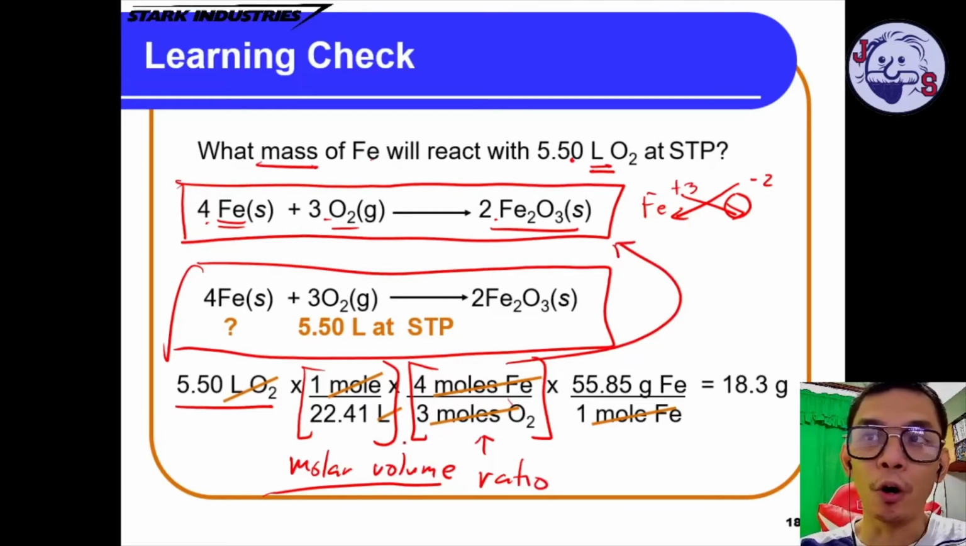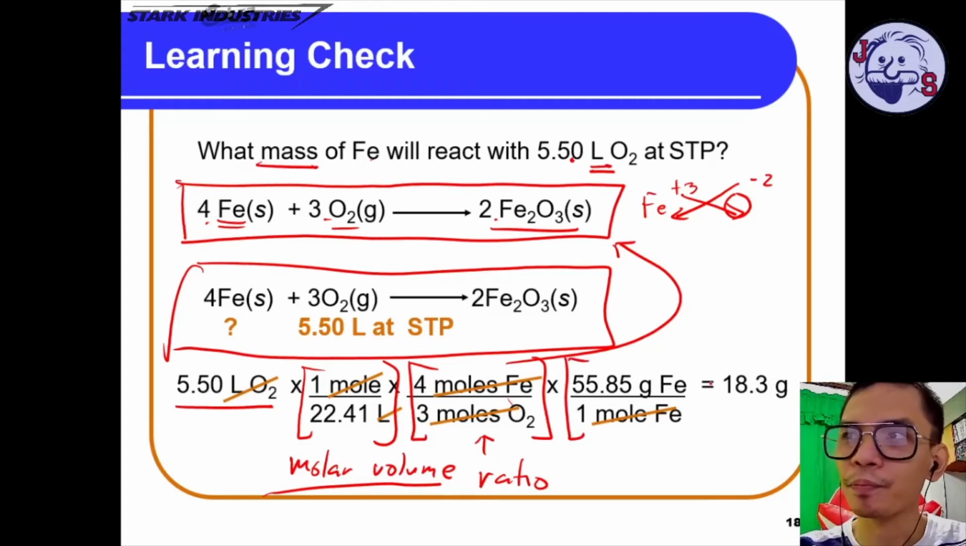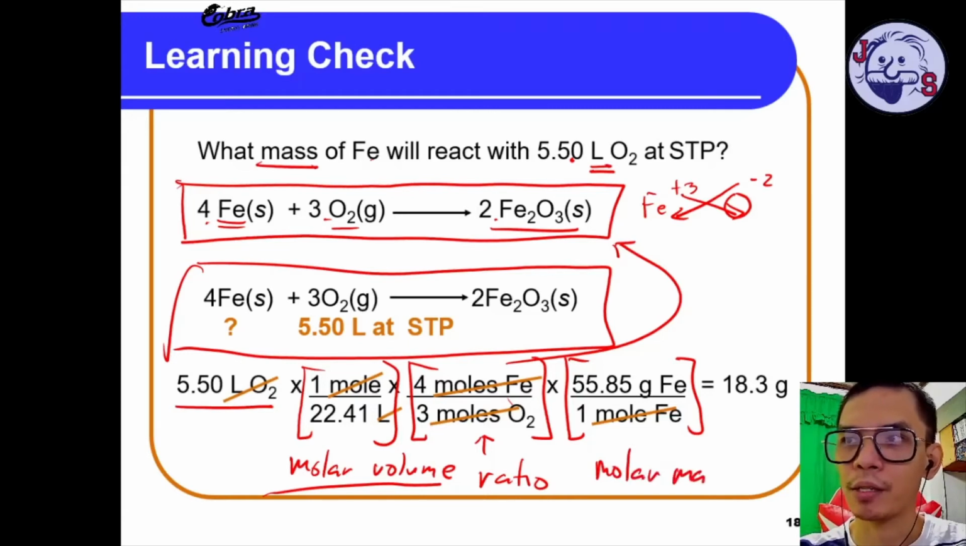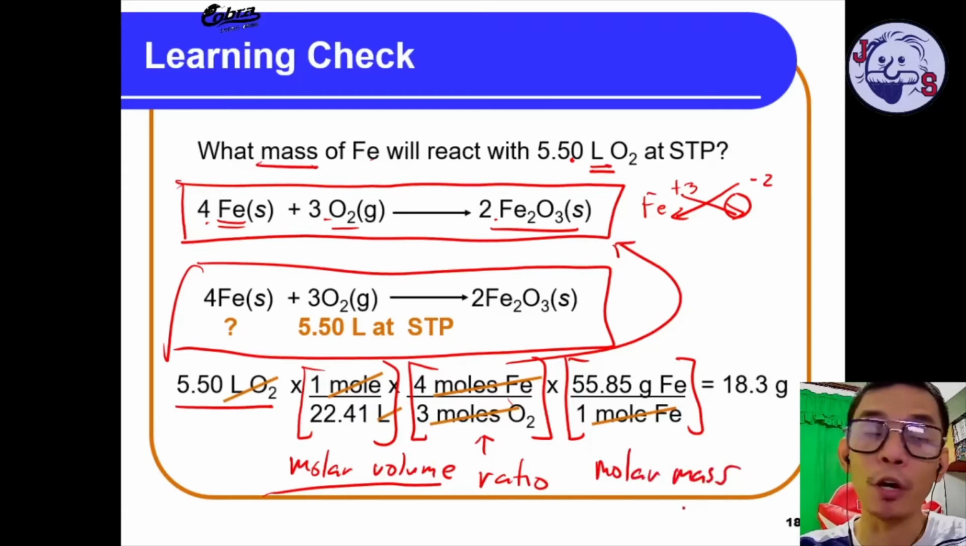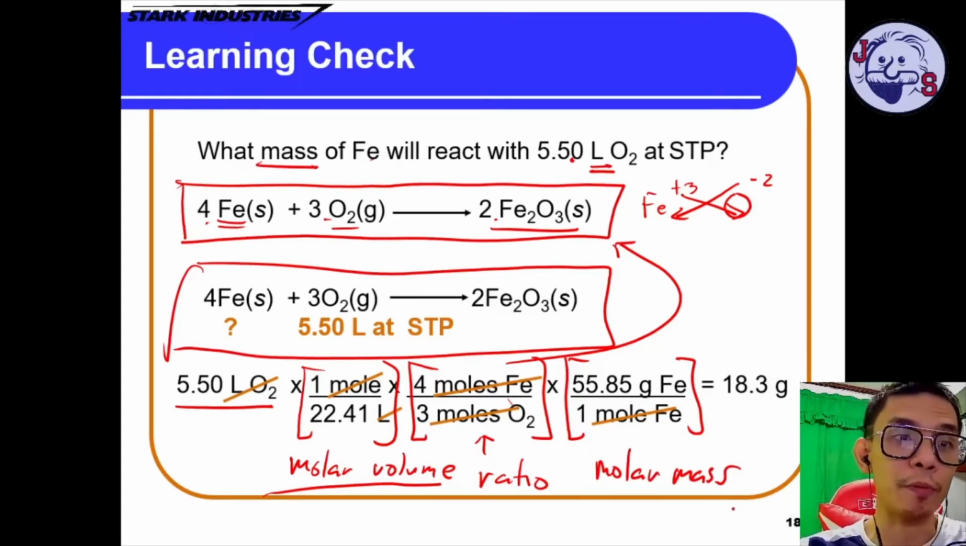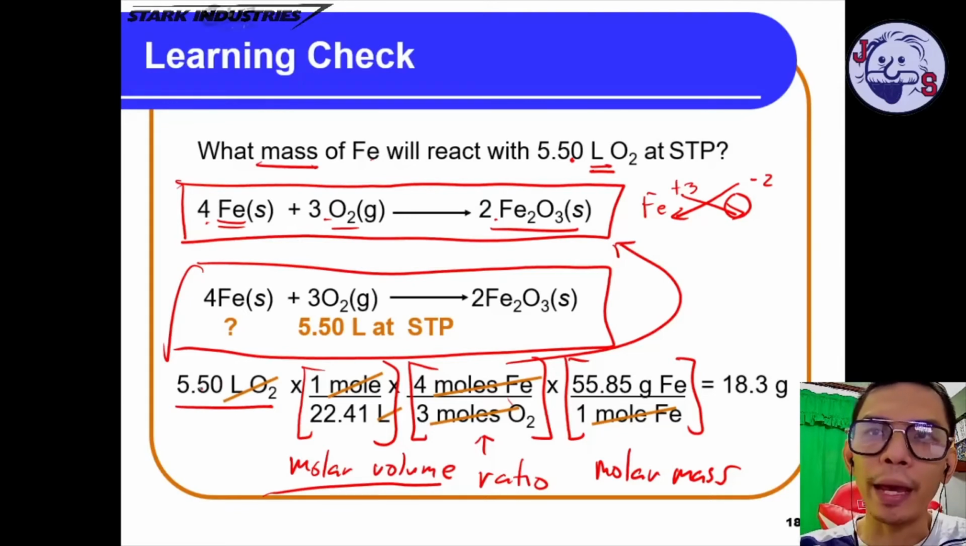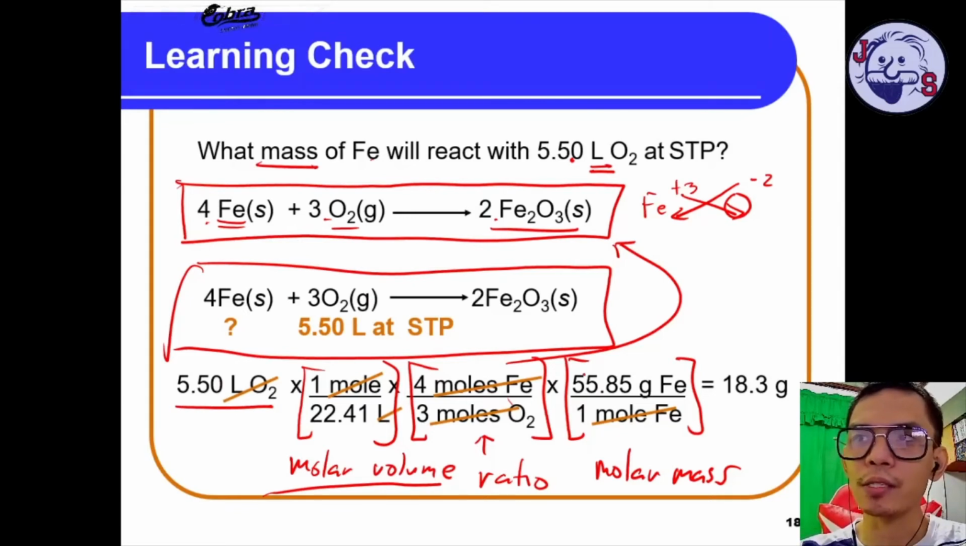So 4/3. The last one is the molar mass of your iron. Iron's molar mass is based on its atomic mass, which is 55.85 grams. That is the molar mass of your iron. There you go. And cancel all the units.